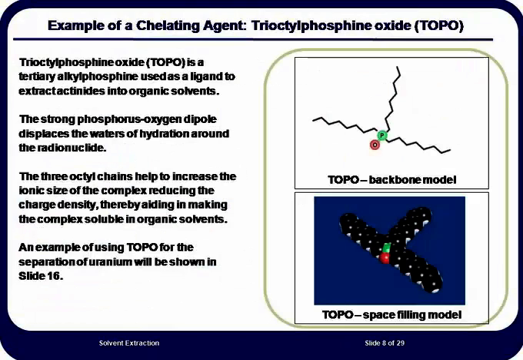The long side chains of this molecule help to increase the size of the complex metal ion, thus decreasing the charge density and making it appear closer to zero charge. This hydrophobic end also aids in the dissolution in organic solvents. TOPO is used in the extraction of uranium, as shown in this module on slide 16.